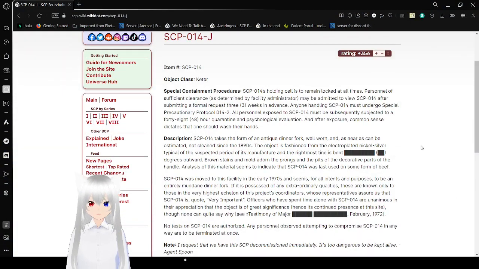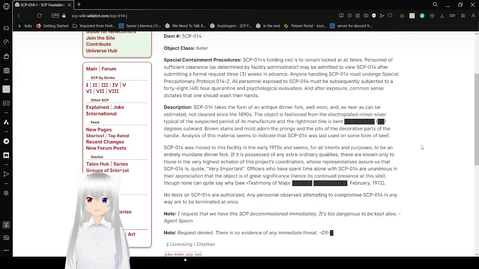Item number SCP-14. Object class Keter. Special containment procedures. SCP-14's holding cell is to remain unlocked at all times. Personnel of sufficient clearance, as determined by the facility administrator, may be admitted to view SCP-14 after submitting a formal request 3 weeks in advance.